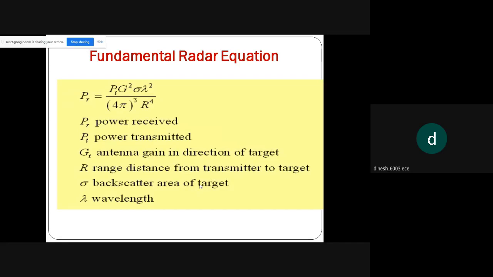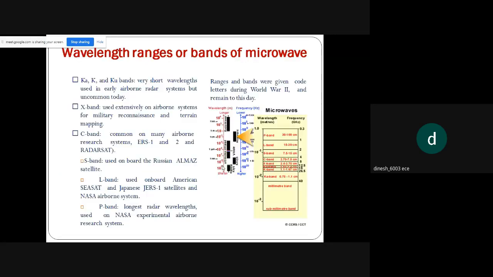So the fundamental radar equation is: power received is equal to power transmitted, times the gain of the antenna in the direction of the target, times sigma, the backscattered area of the target, times lambda squared, the wavelength, divided by 4 pi cubed, times R to the power 4. R is the range distance from the transmitter to the target. So this is the radar equation.